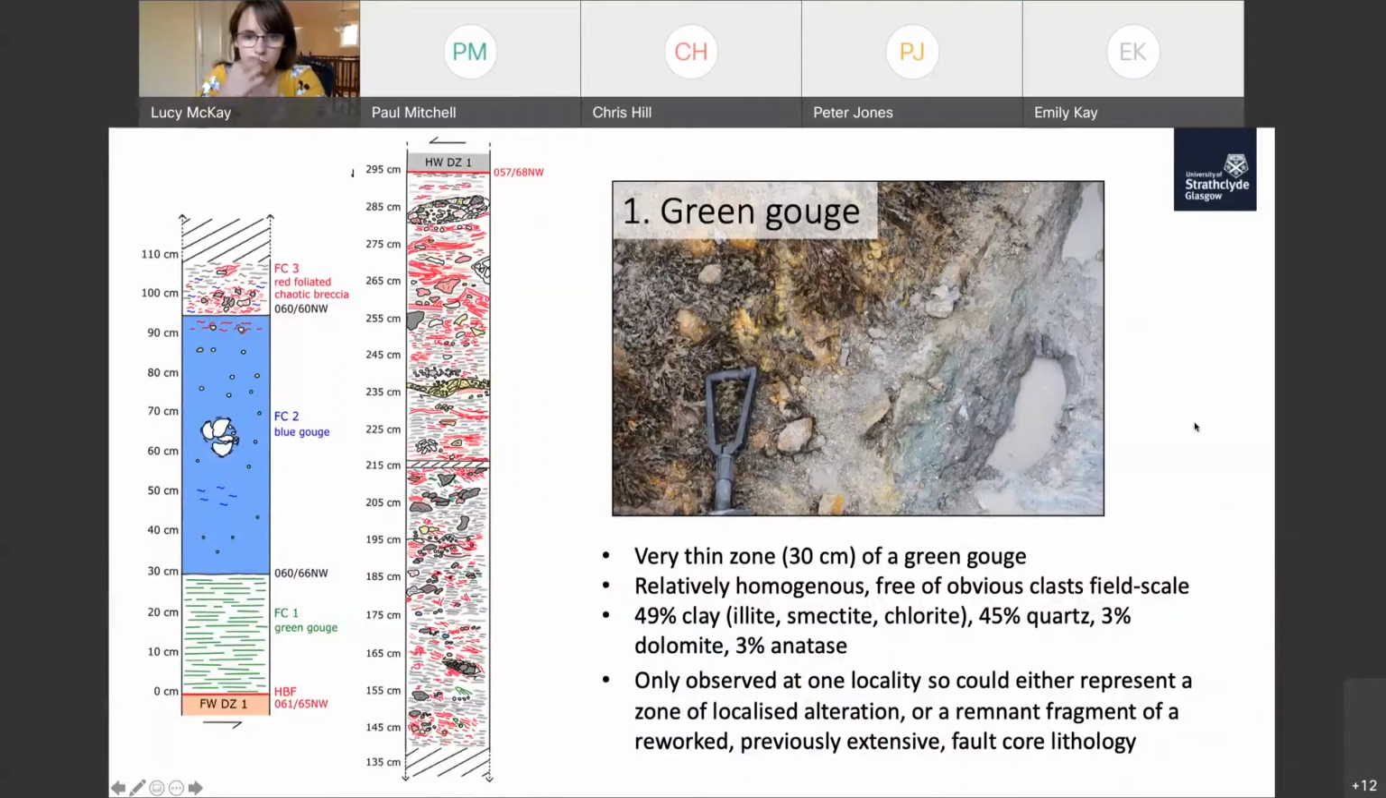So the green gouge was very thin, about 30 centimetres thick, and it was only observed at one locality. So it could either represent a zone of localised alteration or a remnant fragment of a reworked previously extensive fault core lithology. The clay itself is relatively homogeneous. There are very small clasts, but that can only be visible under the microscope, and it consists of about 50% clay, 3 types of clay, illite, smectite and chlorite, and the rest being quartz and dolomite and anatase.